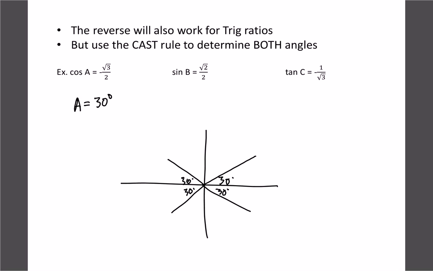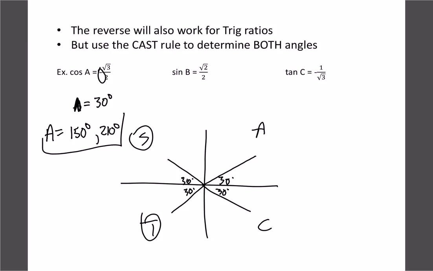So what we want to do is look at the question again. You can see it's negative root 3 over 2. So then we know for sure it's got to be in the quadrants where cosine's negative, which would be S or T. So that means if our reference angle is 30, our actual angles we're looking for are 180 minus 30, which would be 150, or 180 plus 30, which is 210. So we actually get 2 locations for each of these angles.